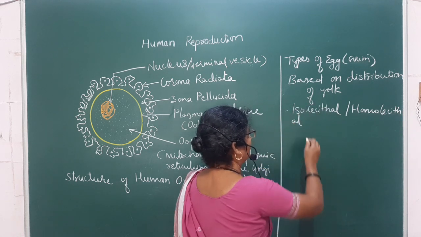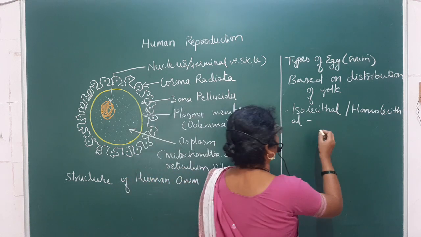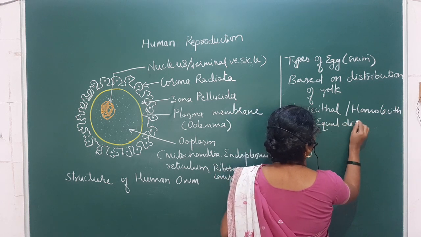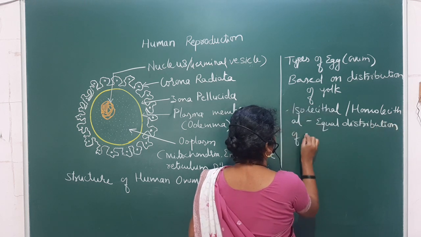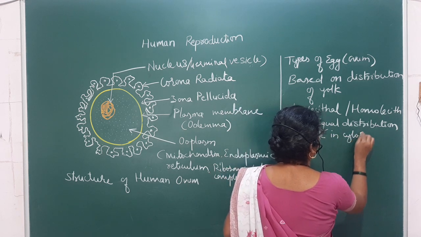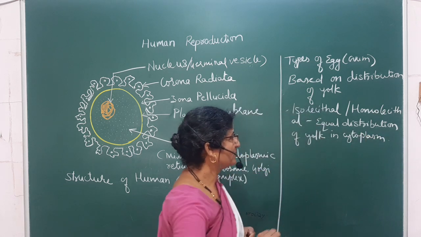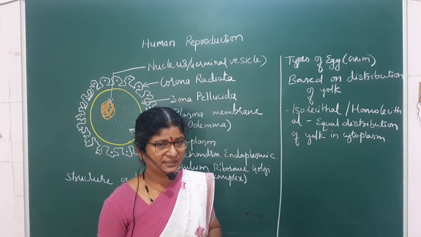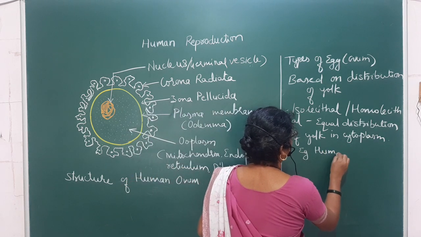Here the yolk is equally distributed in the cytoplasm. Such eggs are called isolecithal or homolecithal. Homo means equally, so the yolk is distributed equally in the cytoplasm. Here we can give the example of the human egg, the human ovum.